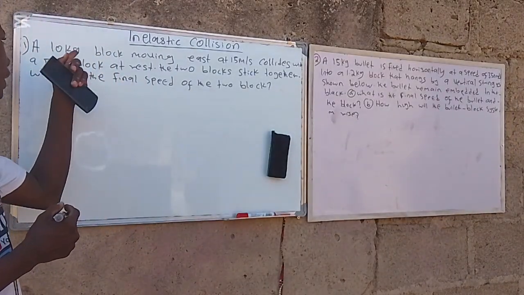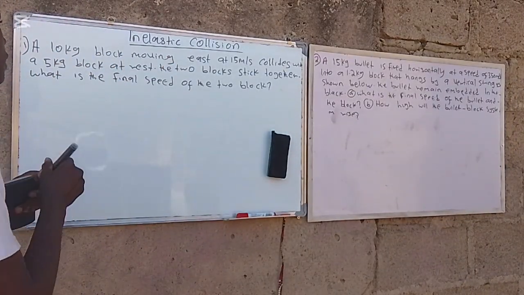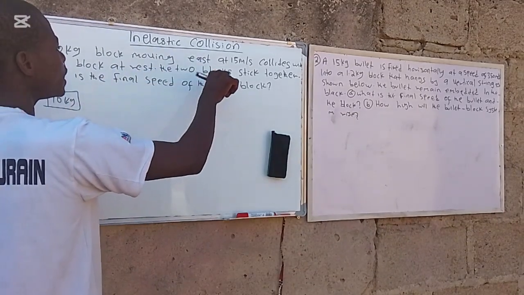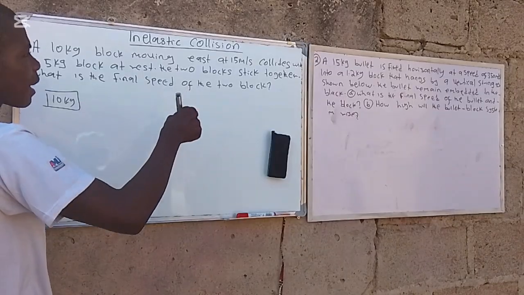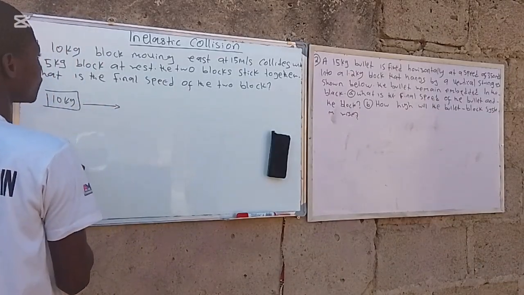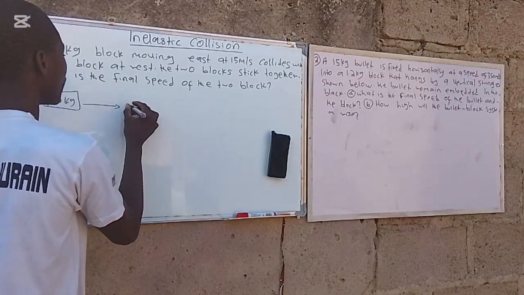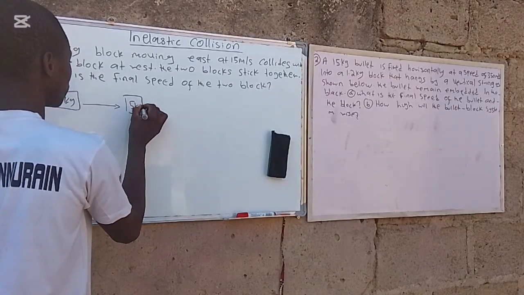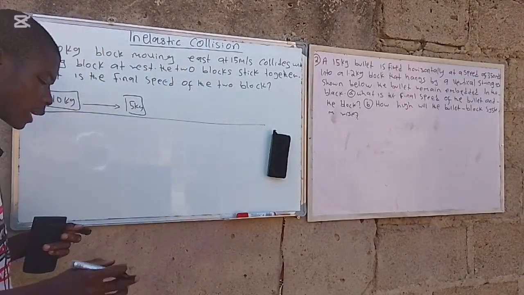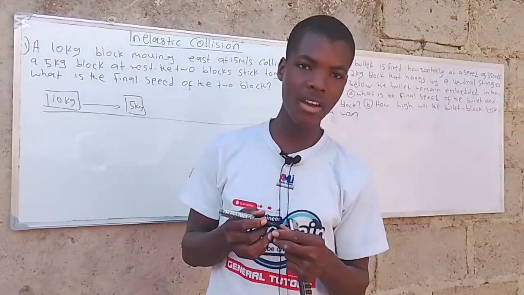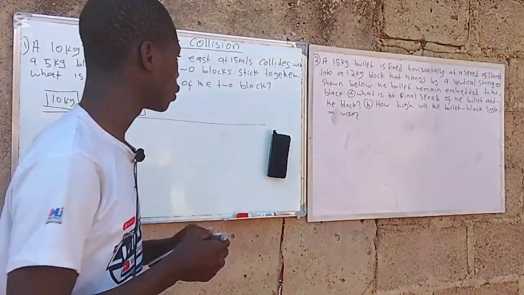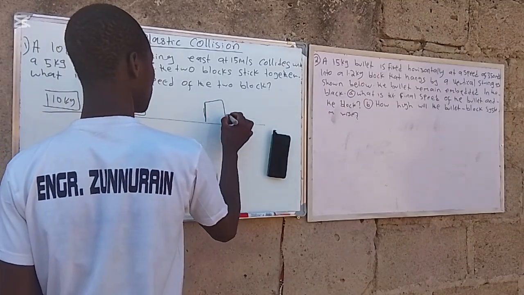Suppose we are given a question: a 10 kilogram block moves east at 15 meters per second and collides with a 5 kg block at rest. The two blocks stick together. I have to tell you that whenever two things are stuck together, that is inelastic. So at the end they now stick together.